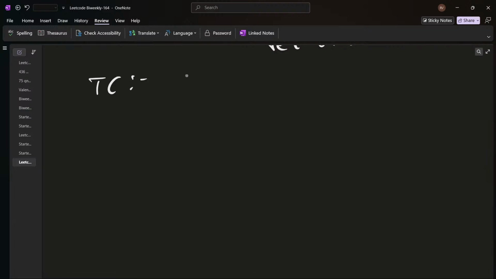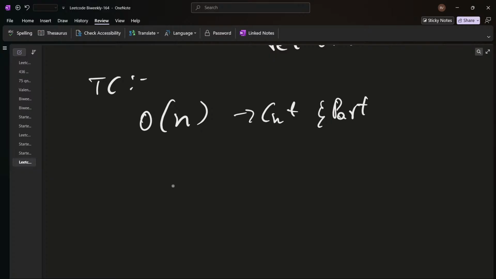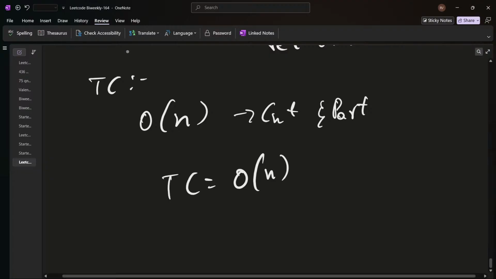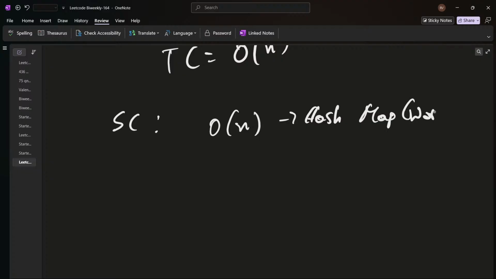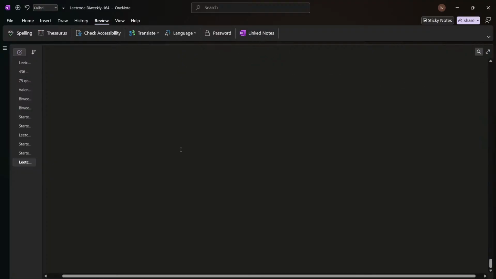Now the time complexity of this is order of n. This is for counting and partitioning, and the rest all is O of 1. So overall time complexity is O of n. Done. Now the space complexity. Again, we are using a counter, which is a hash map. In the worst case, it's going to use O of n. Hash map worst case. Done. Now I'll go to the third question quickly.